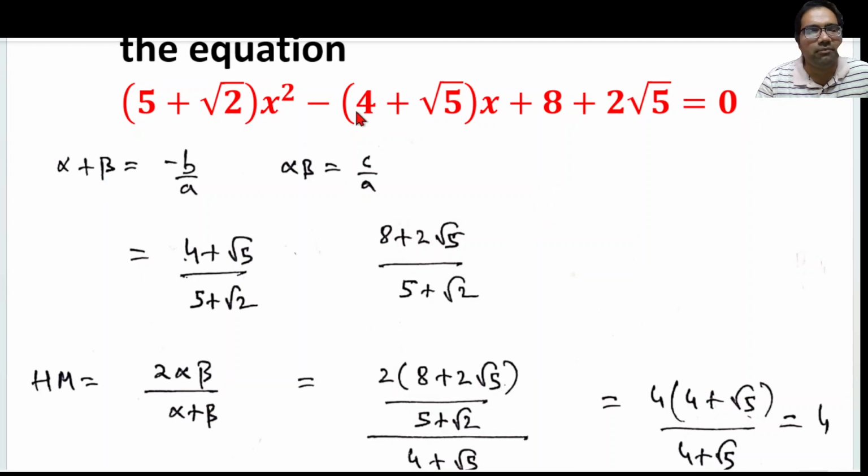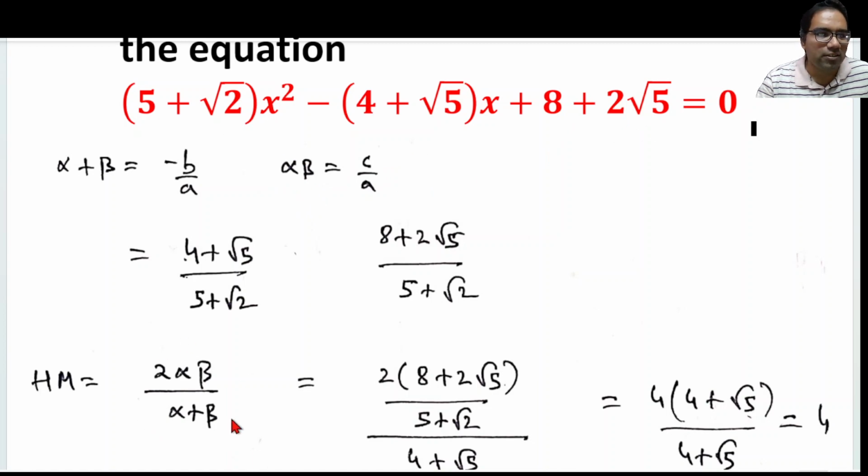What is sum of the roots? Minus b by a. This is in the form of ax square plus bx plus c, right? Minus b by a is 4 plus root 5. There is minus here, so it should be 4 plus root 5 by 5 plus root 2. And alpha beta is c by a, that is 8 plus 2 root 5 by 5 plus root 2.